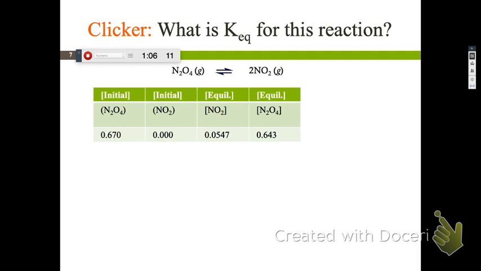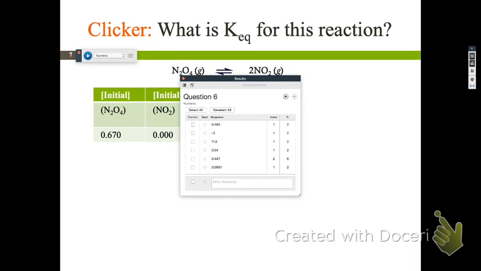All right, 30 more seconds. Find the equilibrium constant. Click it in, please. All right, closing out. So the majority answer was, but only by 60% of the votes.